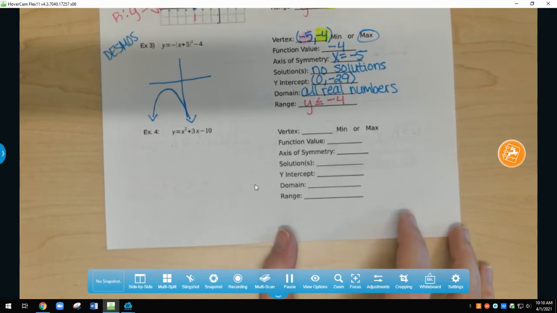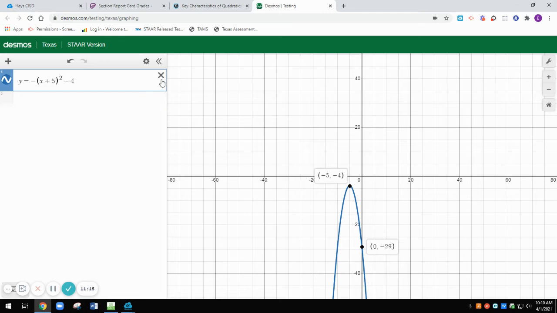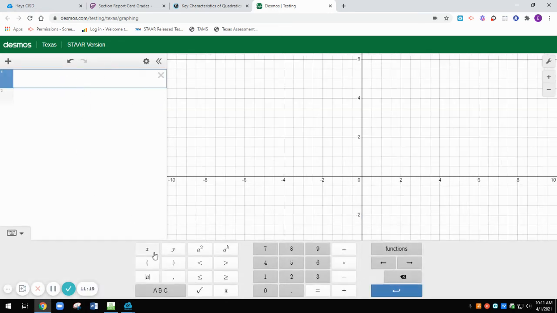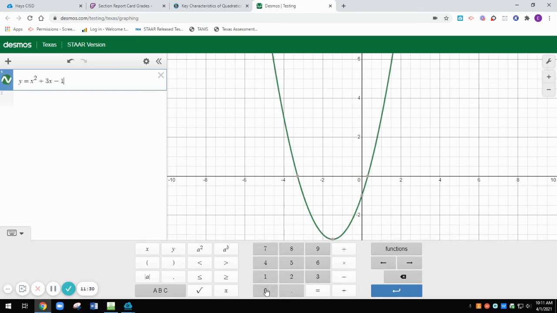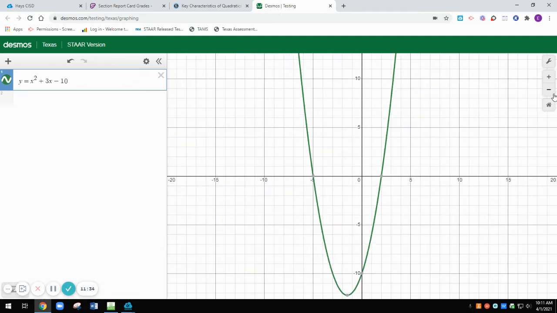All right, let's go to the last one. So we're going to go back to Desmos, clear that out, press the home button to get back to normal. So we have y equals x squared plus 3x minus 10. Okay, I'm going to zoom out. So my vertex is negative 1.5, negative 12.25.